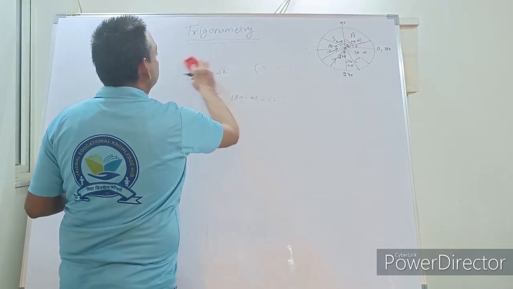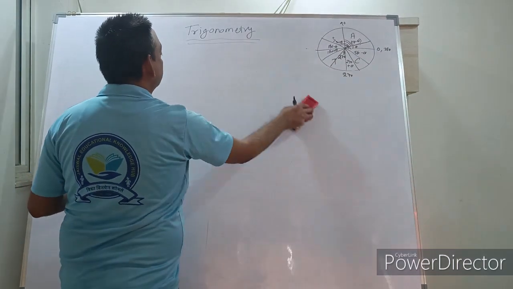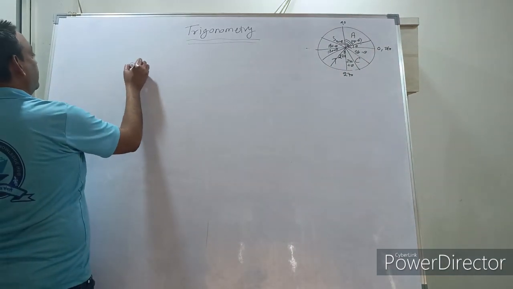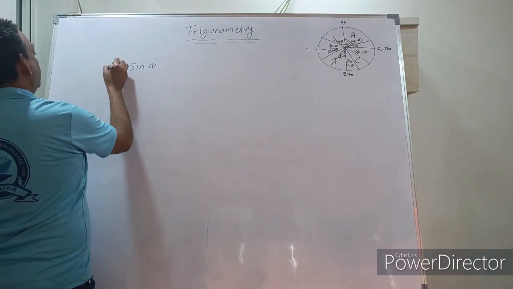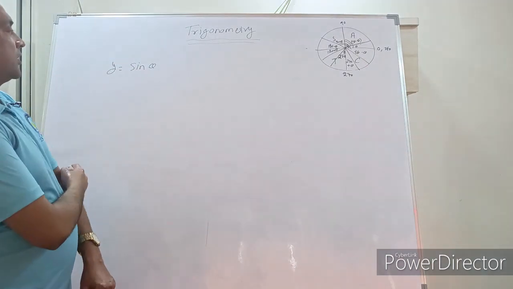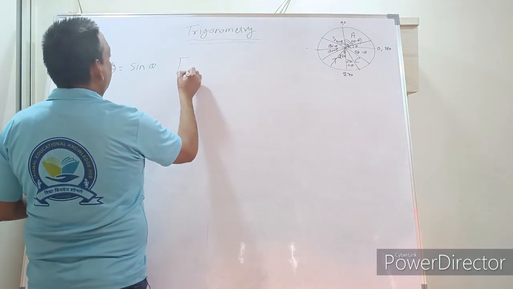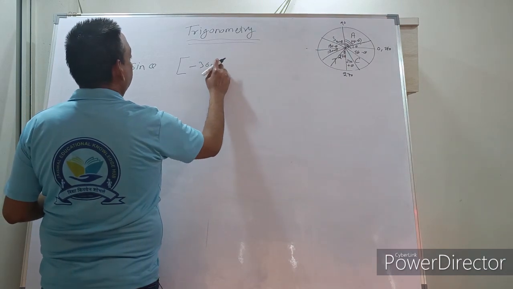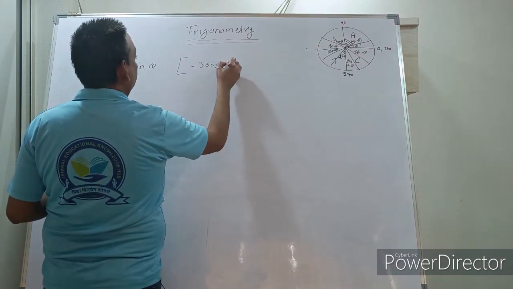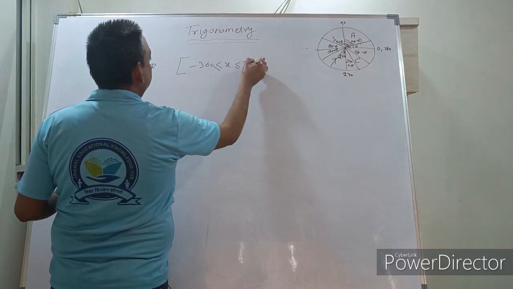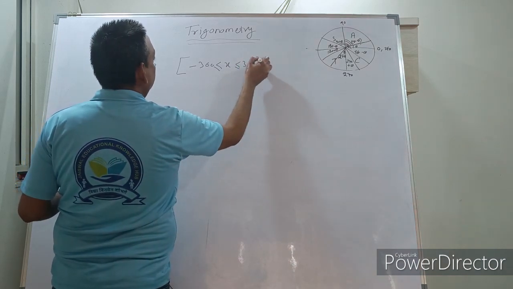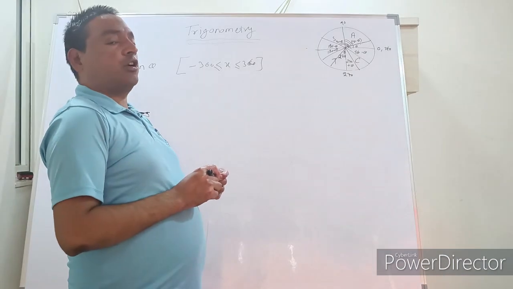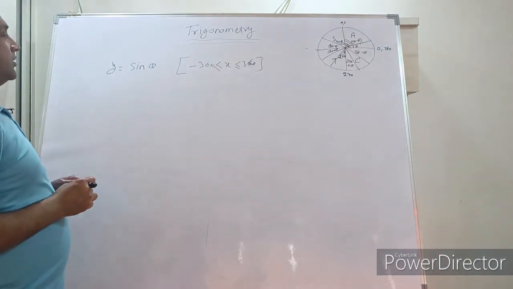The next one is by using the graph. So before that, let's do how to draw the graph. The first one is the sine graph, y is equal to sine theta. Let's take the values from minus 360 to plus 360. Minus 360 less than or equal to x less than or equal to 360 degree. So we have to draw y is equal to sine x from minus 360 to plus 360 degree.